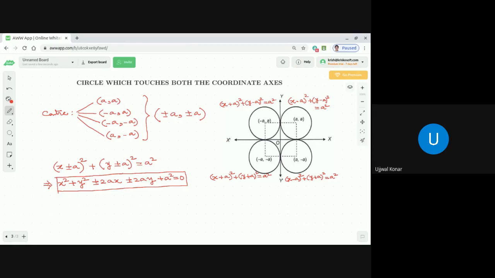So this is about the circles which touch both the coordinate axes, and we discussed this. I hope it is well understood, dear students. Never hesitate to let me know if you have the smallest doubt.